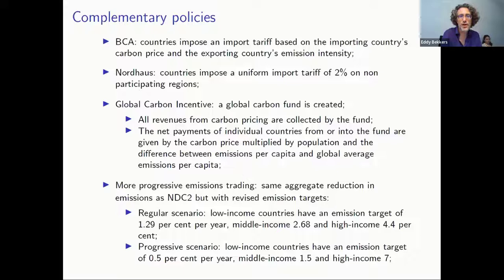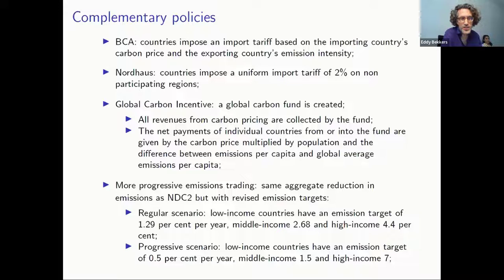Then the third proposal is this global carbon incentive. We read about it with Rajan, I think an economist from the University of Chicago, who proposes it. But when we went back to the literature, we found that these kinds of proposals had been made already 10, 15 years before. And so the idea is that you put all the revenues from carbon pricing together in a fund.